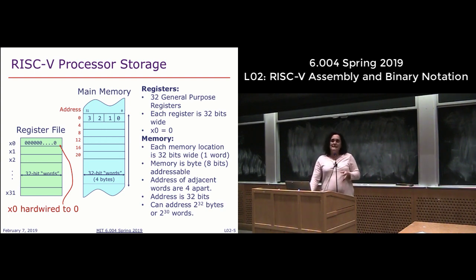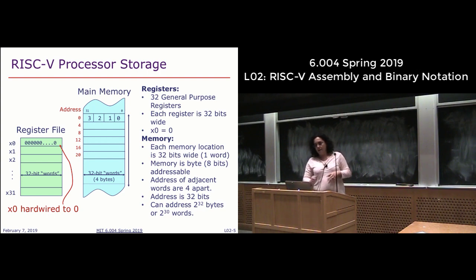And it turns out that it's very, very useful to have easy access to the constant 0. And so the X0 register is hardwired to the constant 0. So anytime you read the X0 register, you're always going to read a 0. If you try writing to the X0 register, it's as if you didn't do any operation.